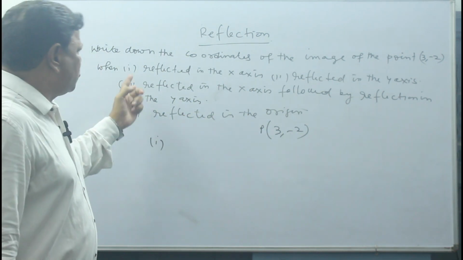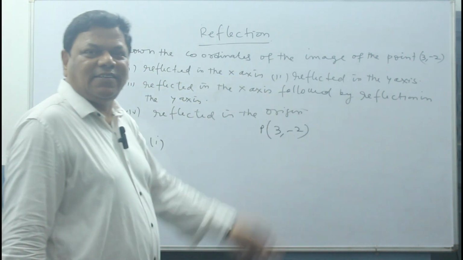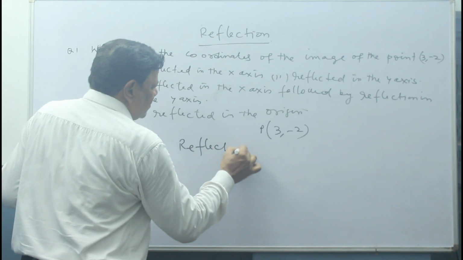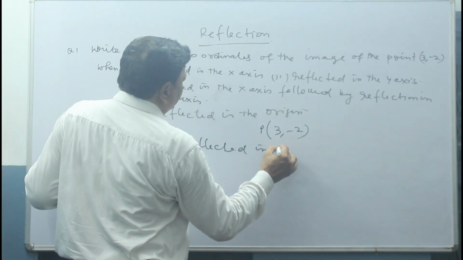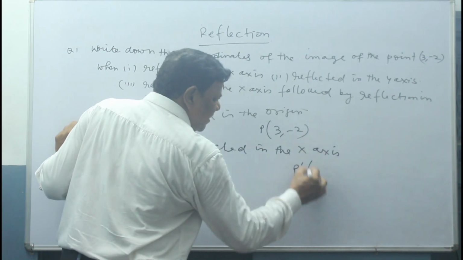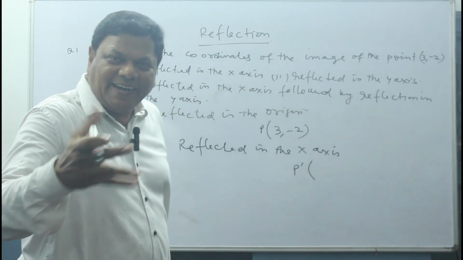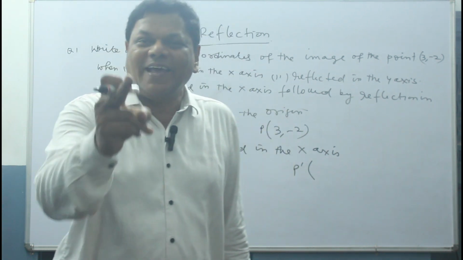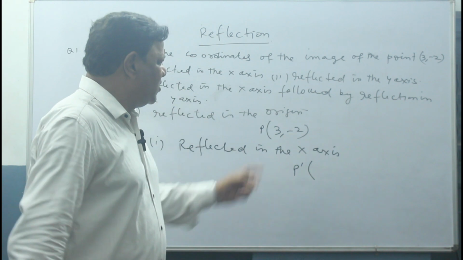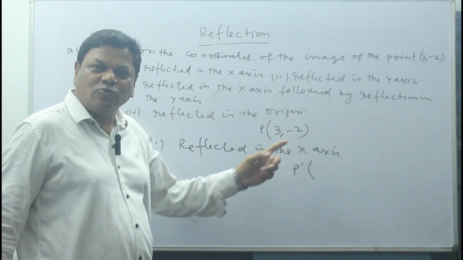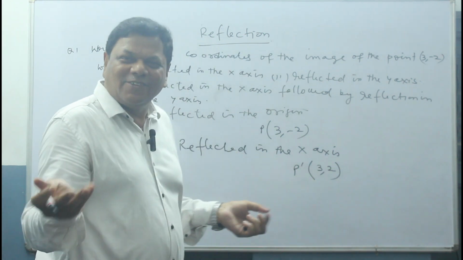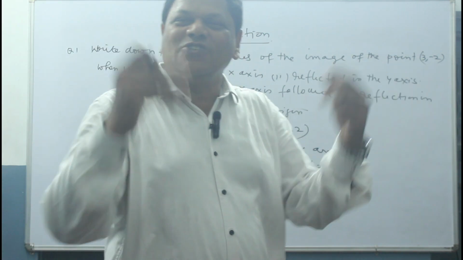Now see, first question, reflected in the x-axis. Write down like this: reflected in the x-axis. Now here the name changes, P dash. Reflected in the x-axis. What did I teach you? X-axis means the y sign will change. What is given for y? -2. It will change, so it is +2. Finished. So simple. 3 and 2 is the answer.